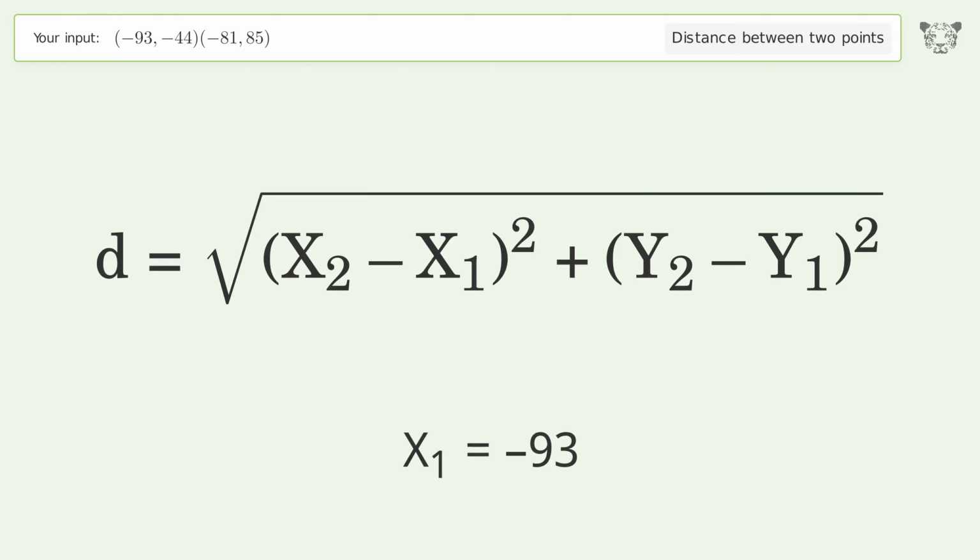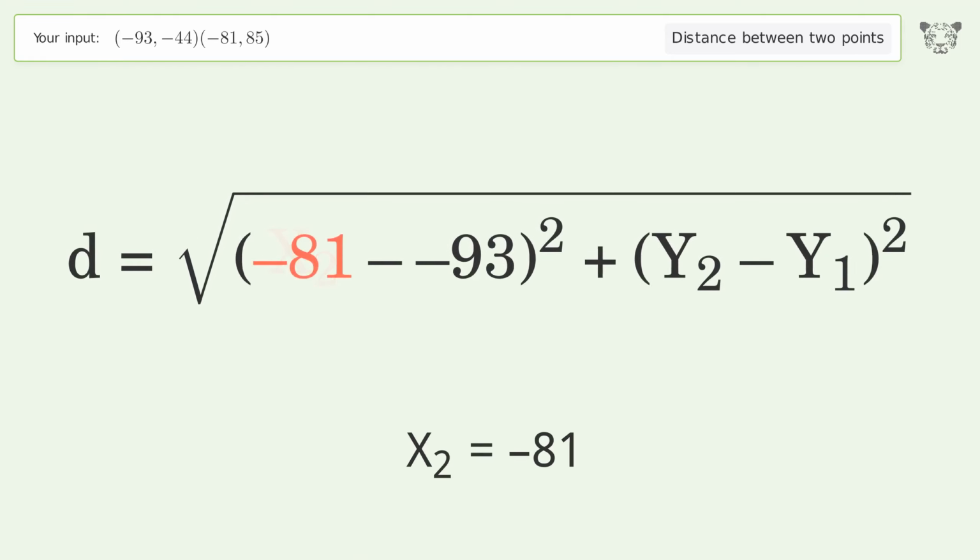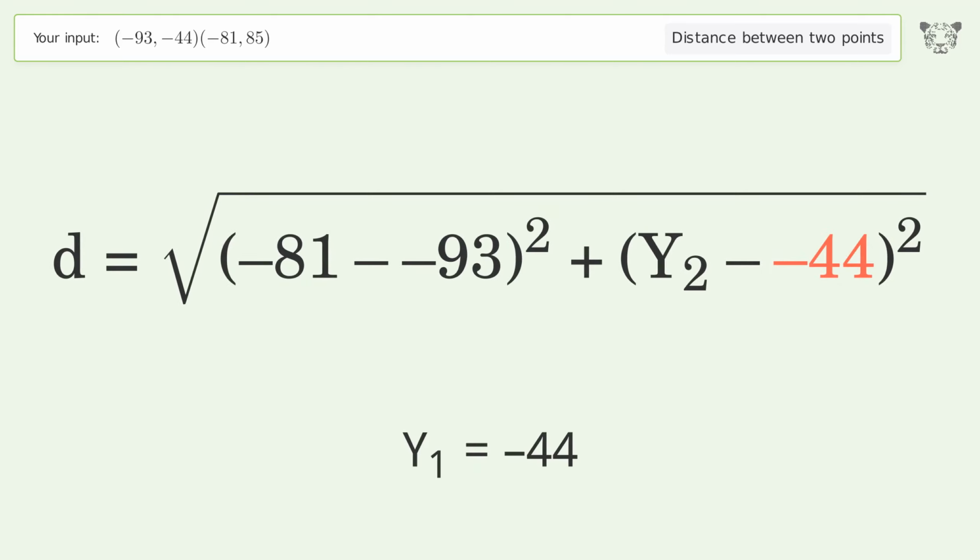x1 equals negative 93. x2 equals negative 81. y1 equals negative 44. y2 equals 85.